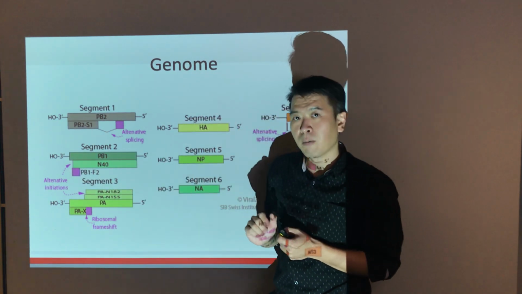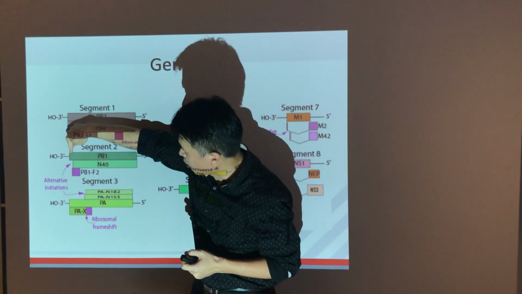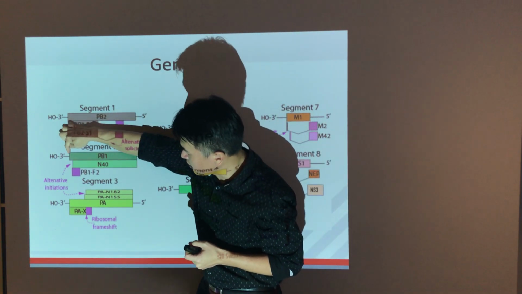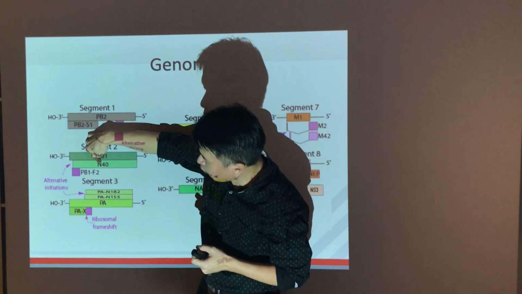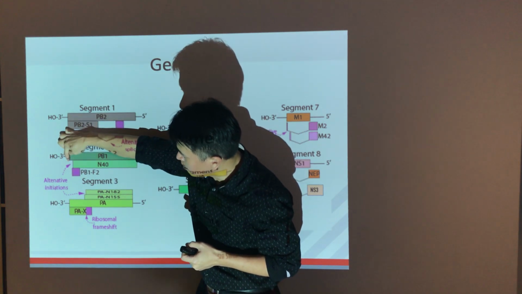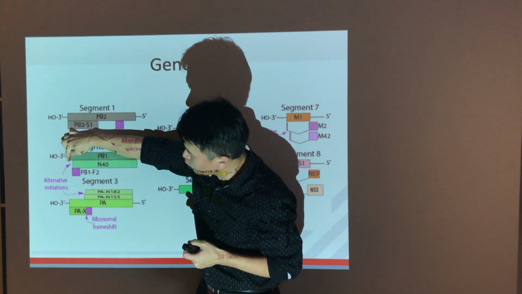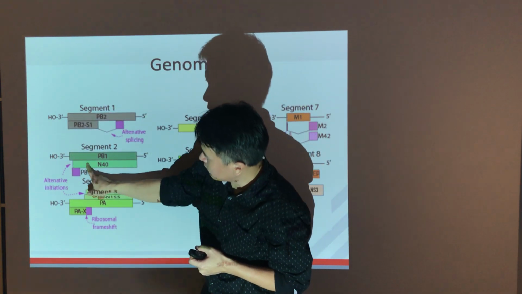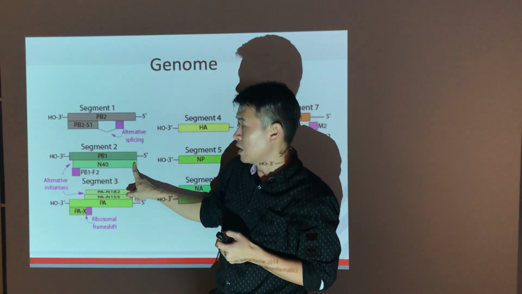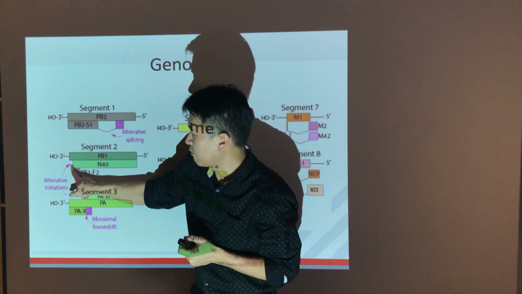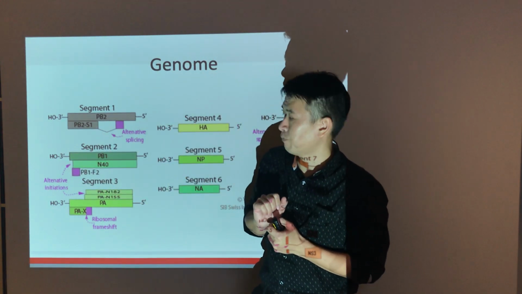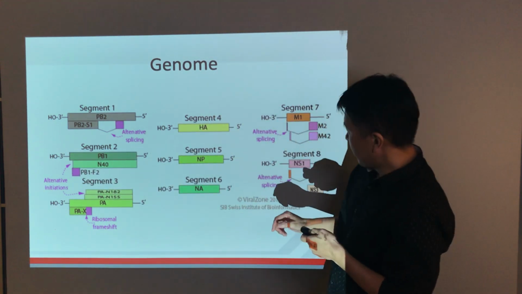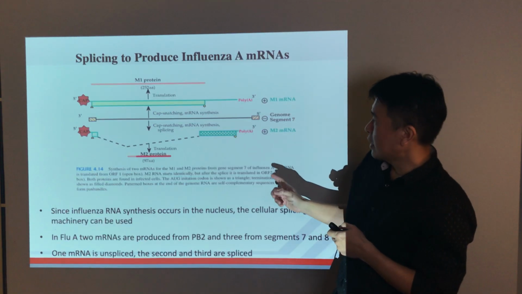So what we can see from here is this is the original PB1. It starts from the first AUG, then N40 misses the first AUG. Instead of the first AUG, it goes to the second AUG. So what we can see here is they have the same C terminal, but different N terminal.